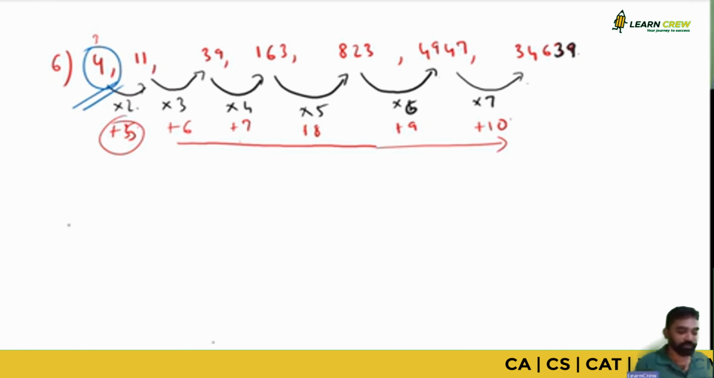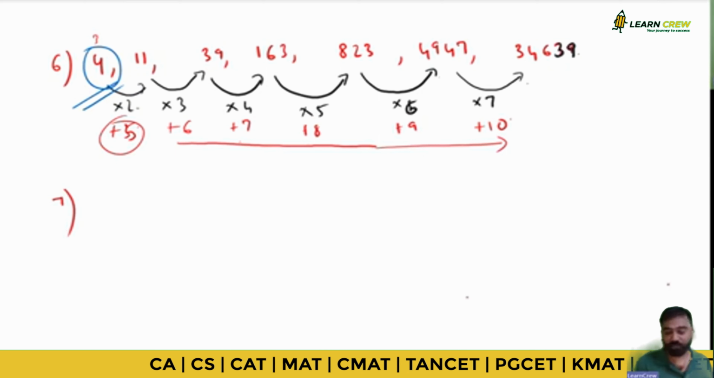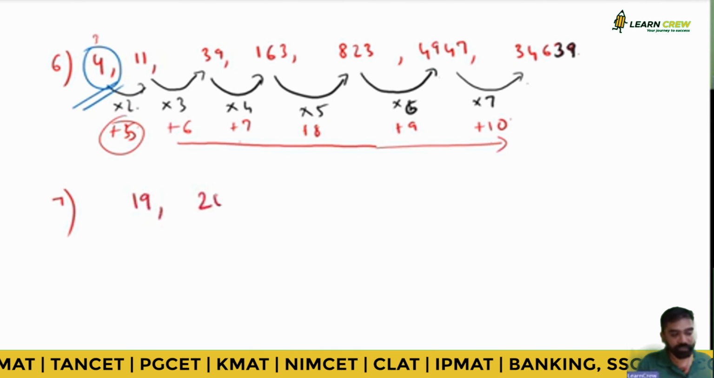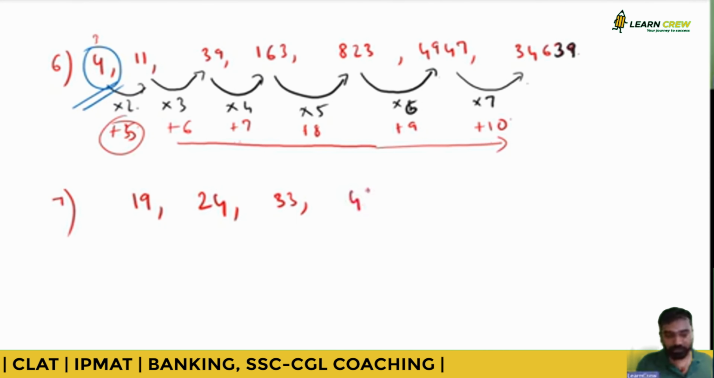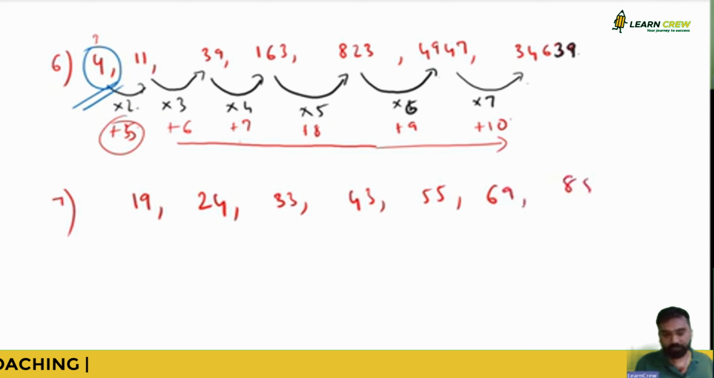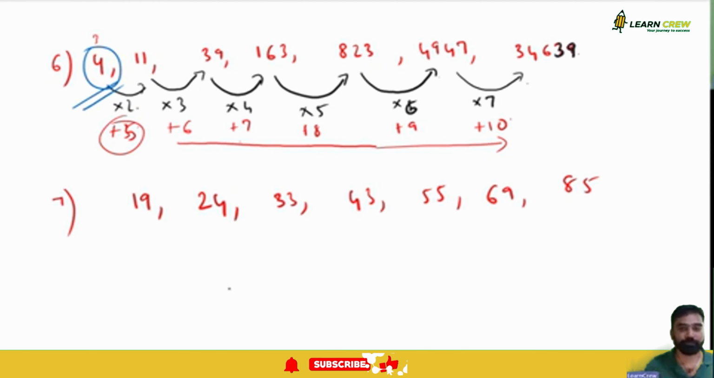Want to take up a different question? Sorry, take up another similar question of this. 19, 24, 33, 43, 55, 69, 85. Small one. Do it. I need the answer from you people. I'm not telling any answers. Yes, which is the wrong number?